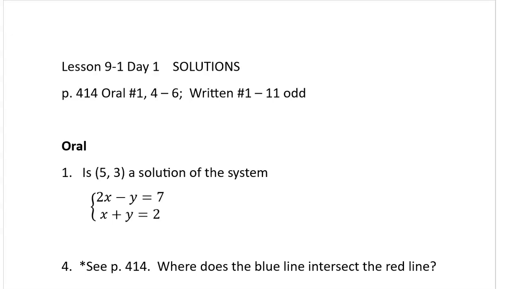Here are the answers for Lesson 9-1, Day 1. First of all, some questions from the oral section.